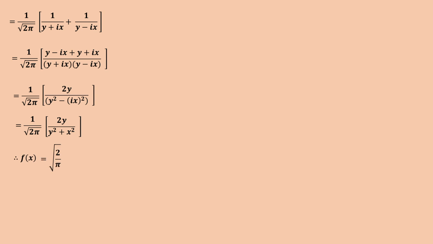Therefore f of x is equal to root 2 divided by pi, into y by y square plus x square, because 2 and root 2 get cancelled, so you will get root 2 in the numerator. That is why root 2 divided by pi into y by y square plus x square.